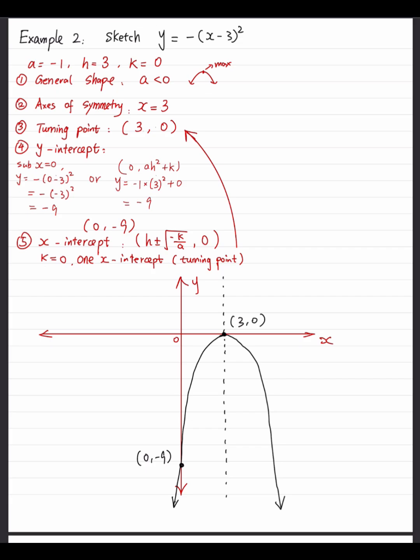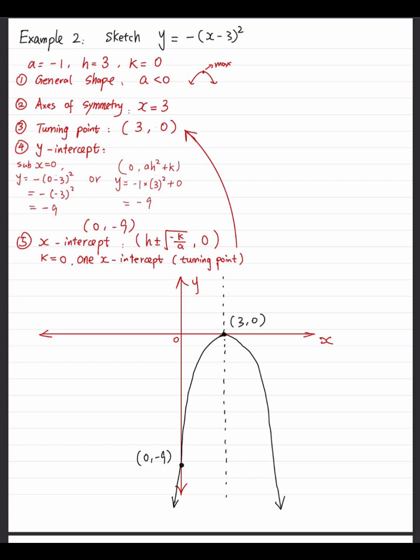Lastly, we have the x-intercept. Recall this formula here, h plus or minus the square root of negative k over a. K here is equal to 0. You will have the square root whole term being 0. So you have h plus or minus 0 is just h. And we know h is 3, so the only x-intercept is the turning point 3, 0.